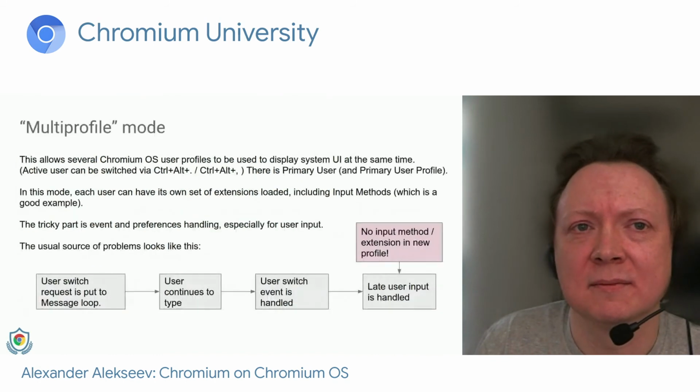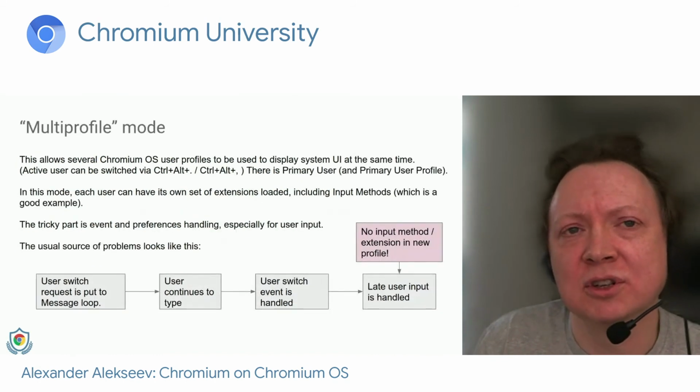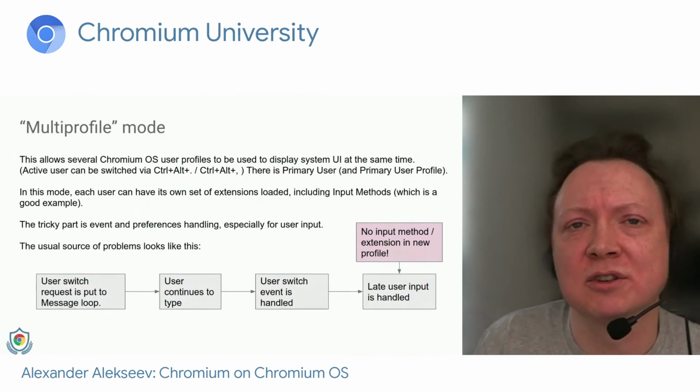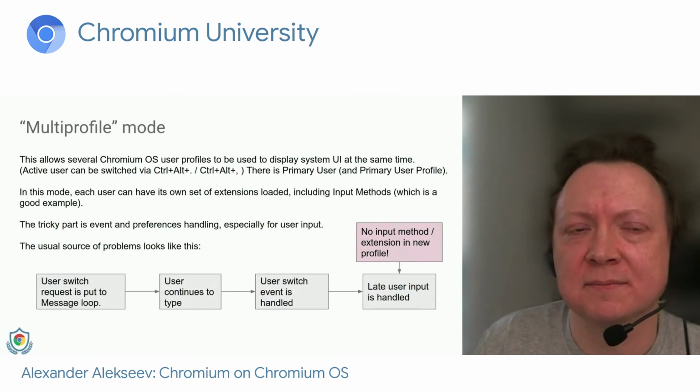A very important case is multiprofile mode. This mode allows several Chromium OS user profiles to be used to display system UI at the same time. We call the user that has started the session a primary user, and it has primary user profile. In this mode, each user can have their own set of extensions loaded, including input methods. The tricky part is event and preferences handling, especially for the user actions.